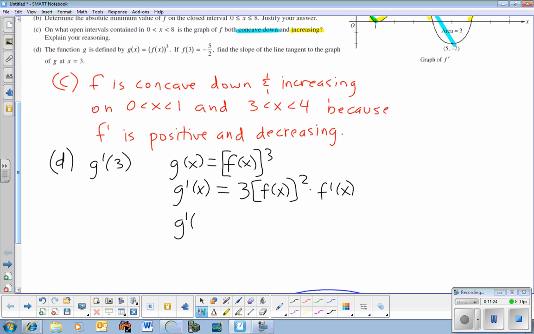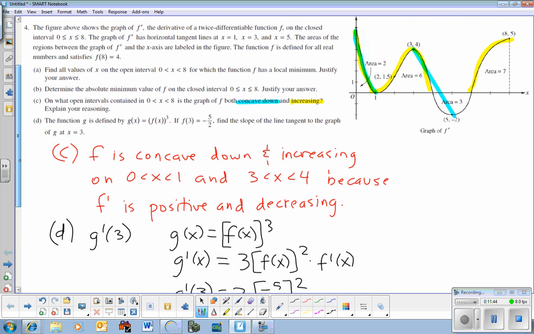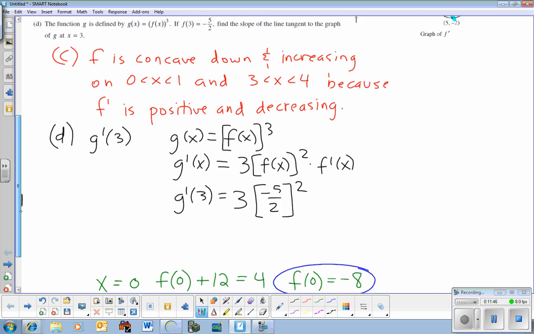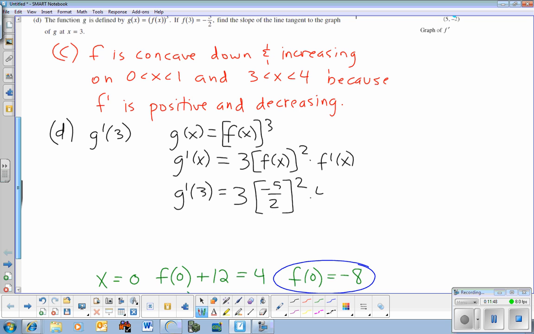G prime of 3 is 3 times f of 3 squared times f prime of 3, and they told us in the question f of 3 was negative 5 halves. So if you answered this without using that negative 5 halves, then something's wrong. And now we need f prime of 3. Well, luckily we have a picture of f prime. At 3, f prime is equal to 4. So multiply all that together, and you get 75.